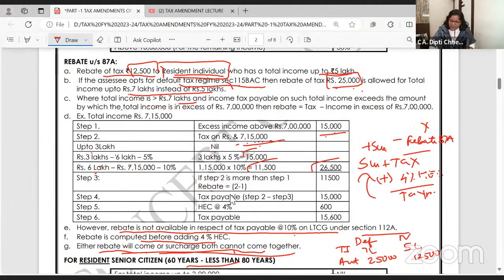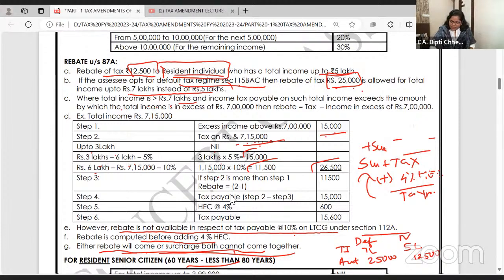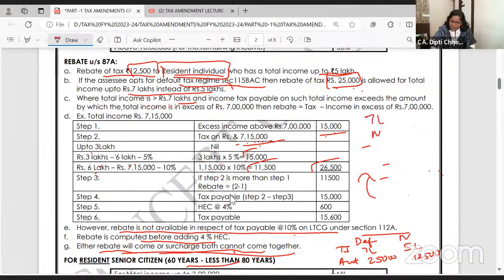Now see, the bad part. In Hindi we say, this is wrong. When my income is up to 7 lakhs, my tax is nil. And when my income is 7 lakh 15,000, my tax is 26,500 because I'm not getting the rebate.